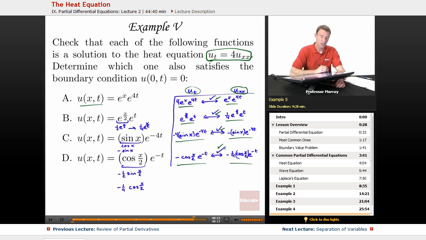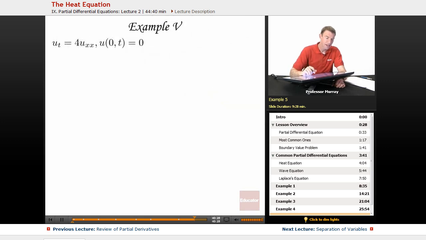Now we're asked also to determine which one also satisfies the boundary condition u(0,t) is equal to 0. So let me do that on the next slide. The next slide is where we're going to try to satisfy the boundary condition u(0,t) is equal to 0. Let me remind you of the 4 functions that we had here.